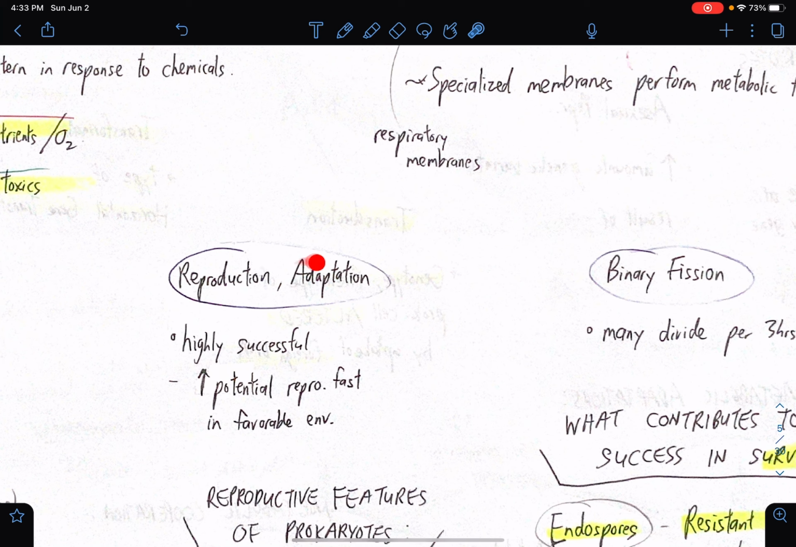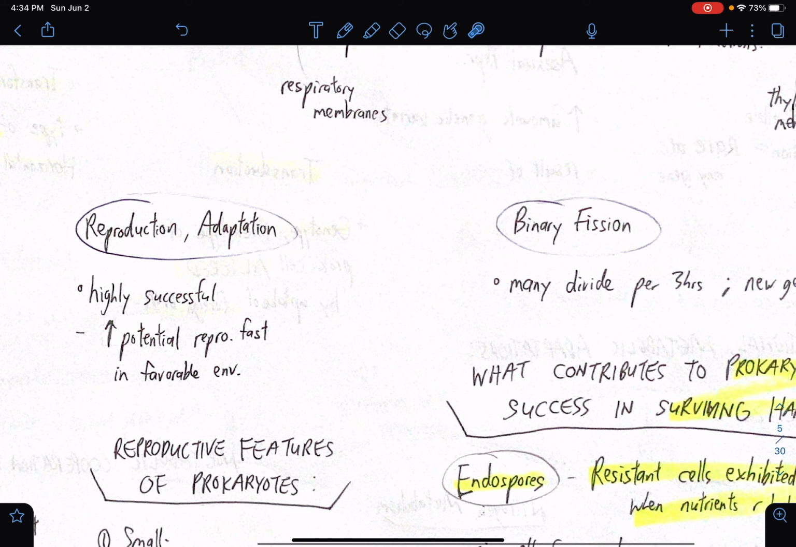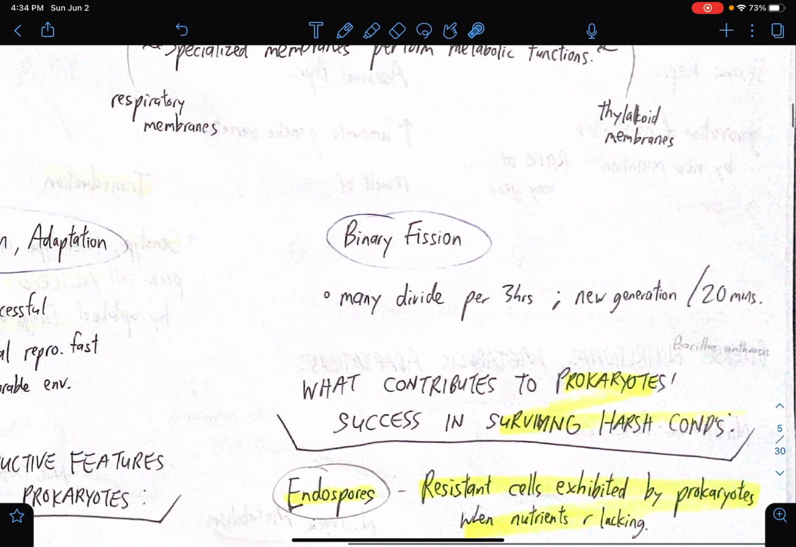Okay, reproduction and adaptation: highly successful and increased potential reproduction, fast in favorable environment. I'm not sure what that means, but maybe it's trying to say that prokaryotes are useful. They adapt well in favorable environments. Binary fission. Many prokaryotes divide every 3 hours. So there is basically a new generation every 20 minutes.